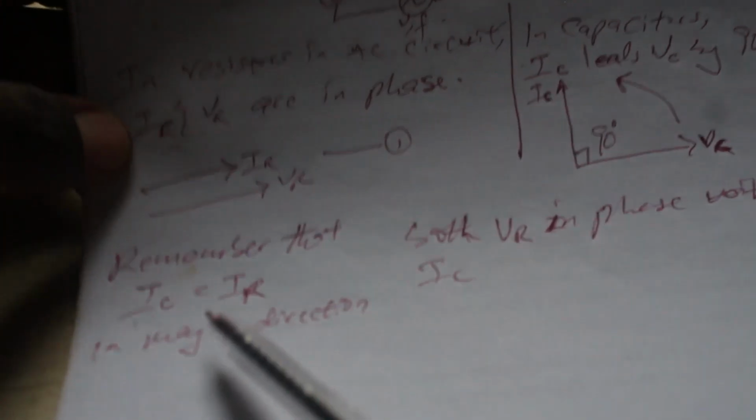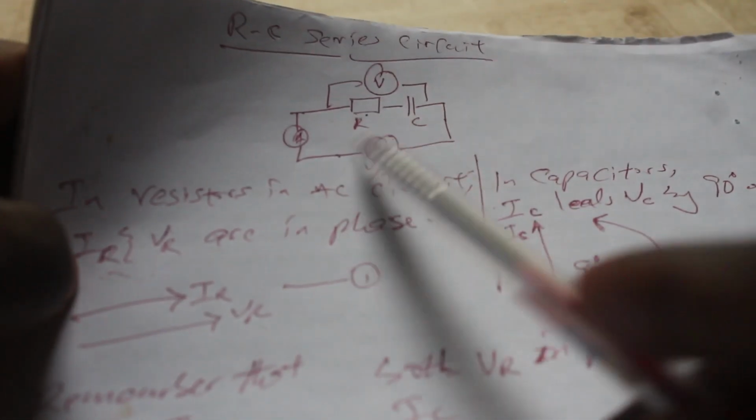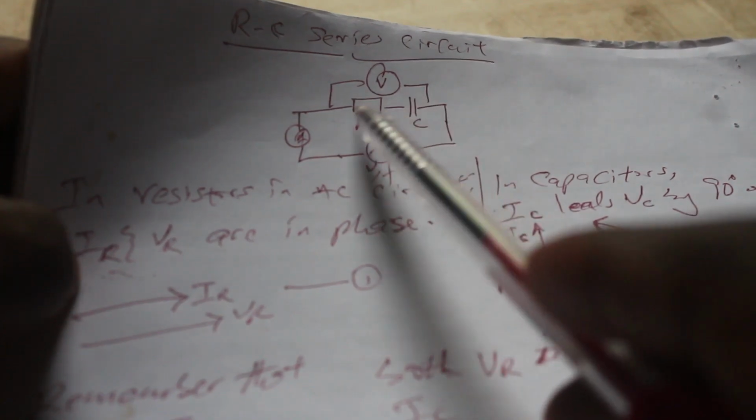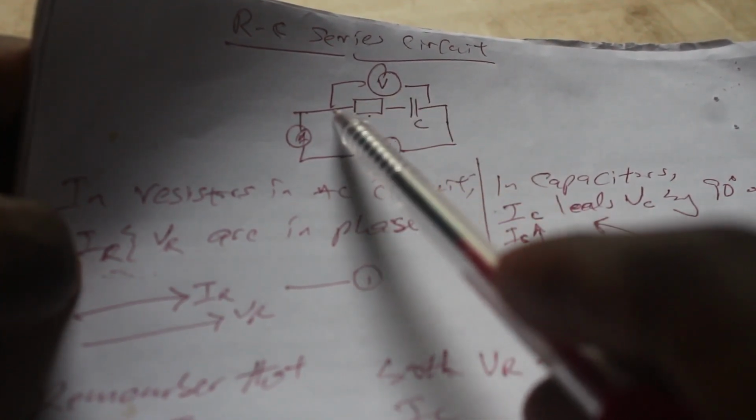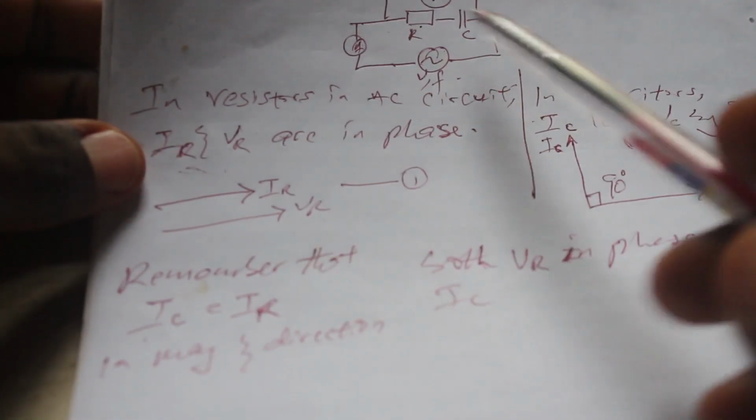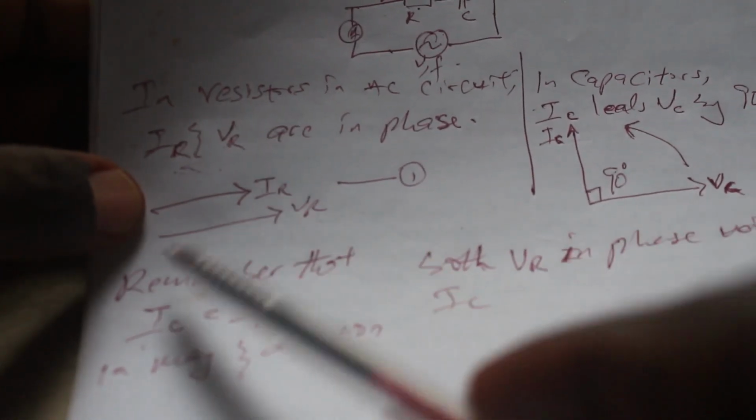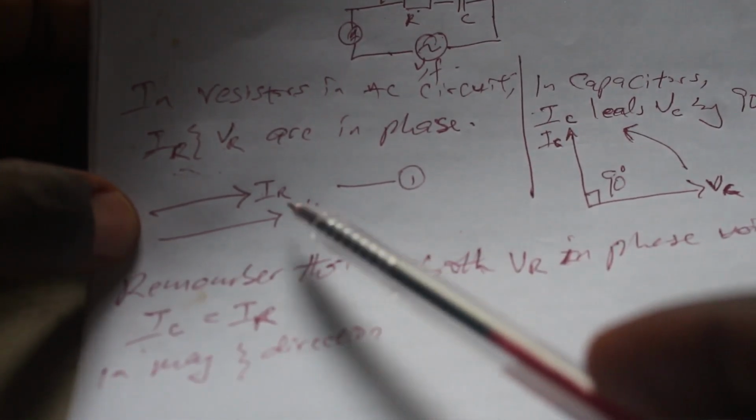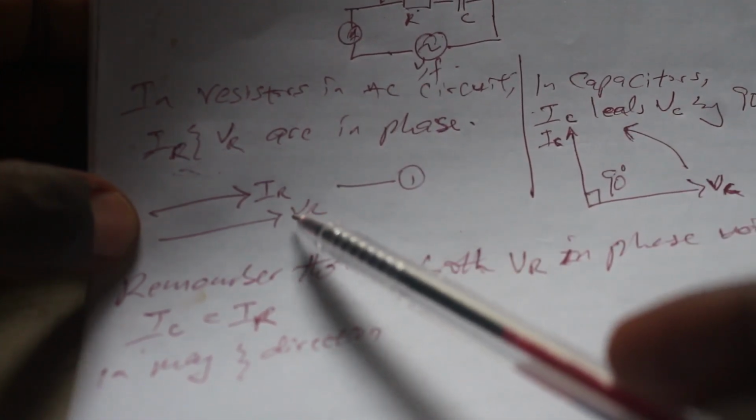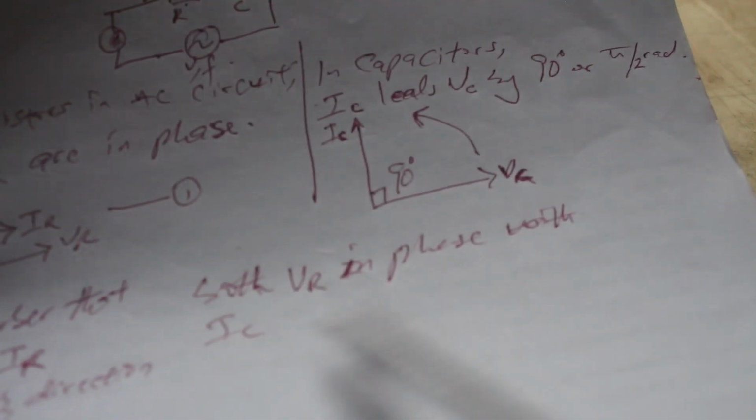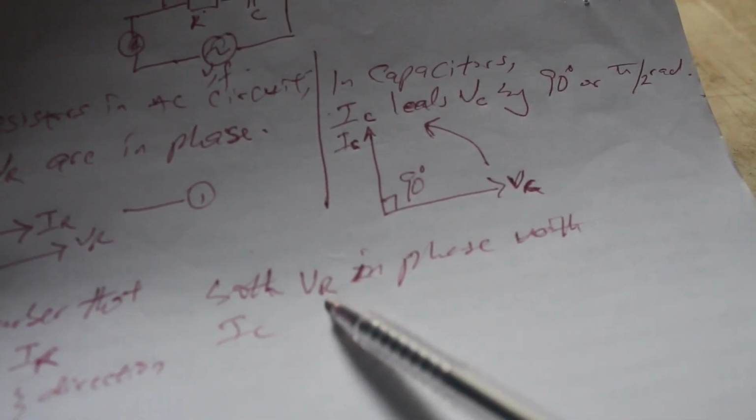So like here we said, since these two components are connected in series, it means the same current is passing through them, and that current is the same both in magnitude and direction. So here we said IC is equal to IR both in magnitude and direction. Now if that is the case, and IR is in phase with VR, that is the voltage across the resistor, therefore IC will be in phase with VR.